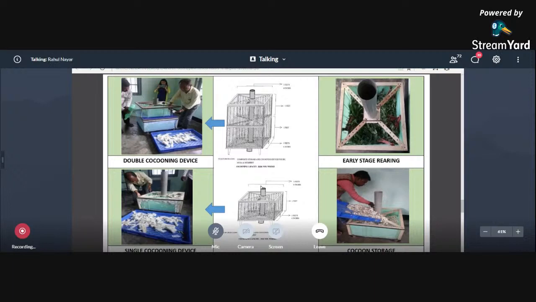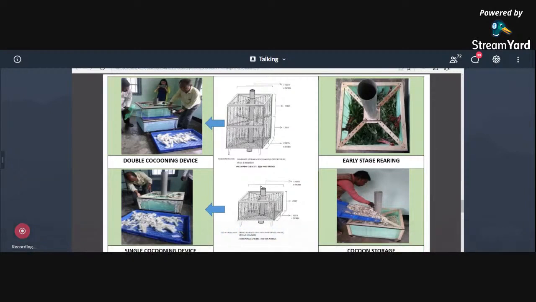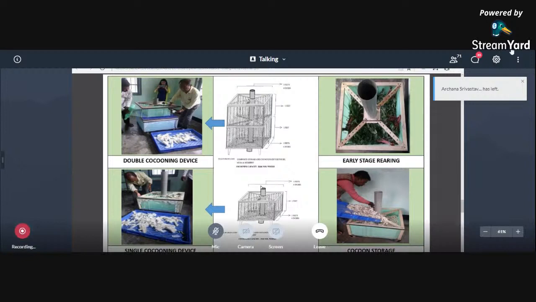So this is the double stack. It may be triple, quadruple, according to need. It requires a very small area. This is the picture, and these cocoons are very good, neat and clean. This system can also be used for early stage rearing and cocoon storage. This is the single cocooning device. Please, next.